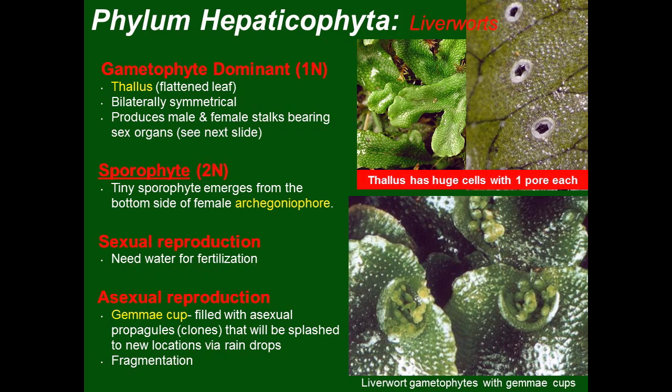And something interesting about them, they have asexual reproduction with gemmae cups, seen off to the right. They're filled with asexual propagules or clones that will be splashed to new locations via raindrops. And they can also be fragmented to begin new organisms from asexual reproduction.